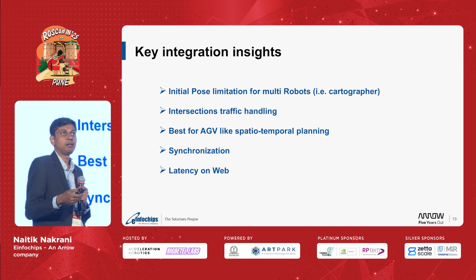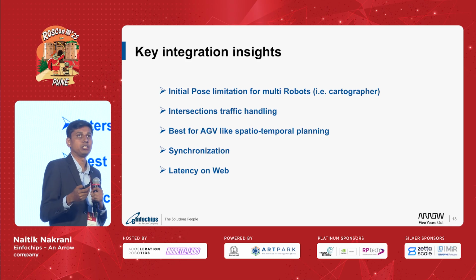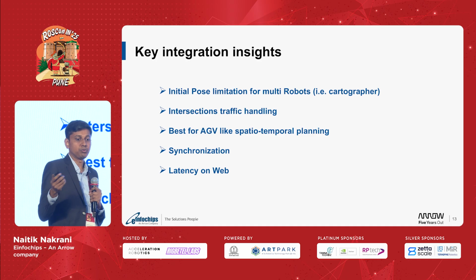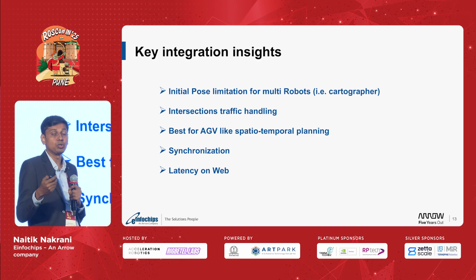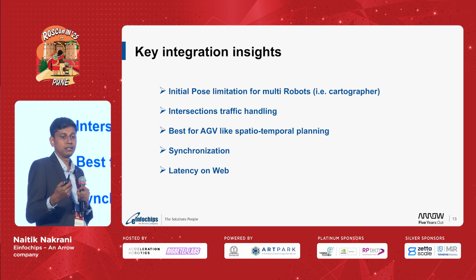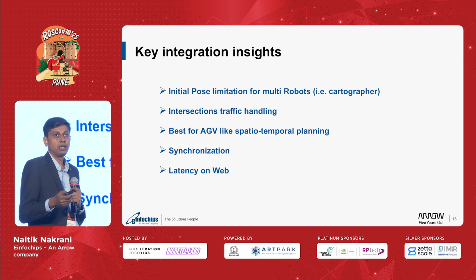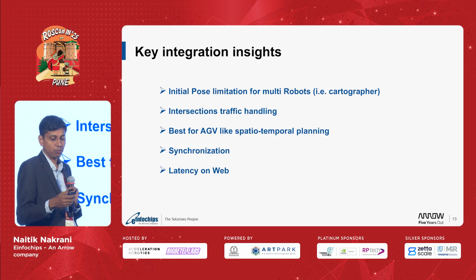And then we faced problems of synchronization, because many robots are generating the time TFs, which is your pose information, and it creates a problem because of synchronization. Your OpenRMF traffic manager sometimes fails to handle the traffic. And then we have also seen latency on the web. So these are certain points where improvements are required.